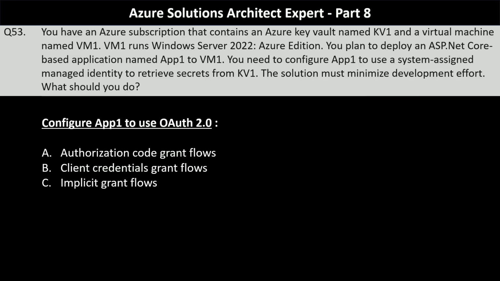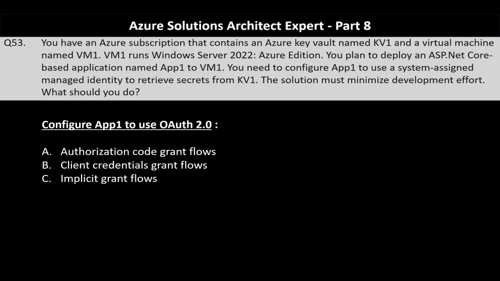Next question, friends. You have an Azure subscription that contains an Azure Key Vault named KV1 and a virtual machine named VM1. VM1 runs Windows Server 2022 Azure Edition. You plan to deploy an ASP.NET Core-based application named App1 to VM1. You need to configure App1 to use a system assigned managed identity to retrieve secrets from KV1. The solution must minimize development effort.